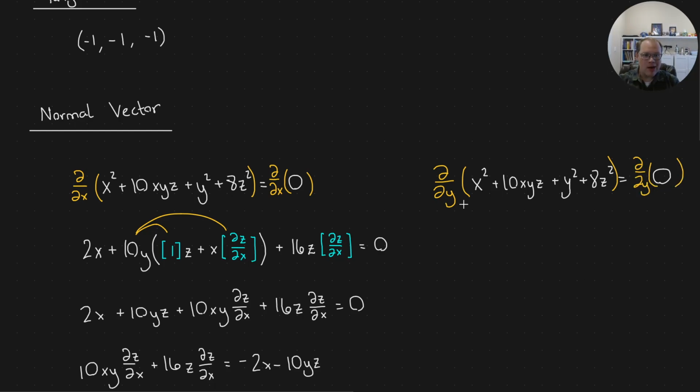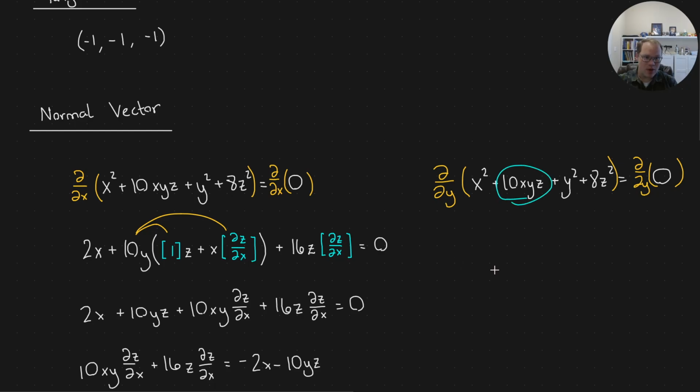Okay? Now I'm going to be treating x as a constant. I'm differentiating with respect to variable y. And z, I'm going to treat as a function of y. So whenever I take the derivative of z, I'm going to need to use the chain rule. Okay? So derivative of x squared with respect to y is 0.